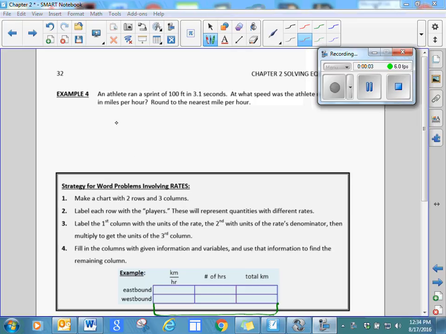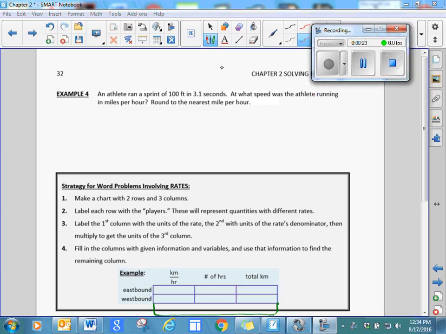Okay, welcome to the second video on this particular section of rates. We've got a number of different kinds of word problems that we're going to solve, but I do want to do example number 4 at the top of page 32. This one I didn't do on the last video, and this goes back to a little bit more practice on conversions that we did on page 31.